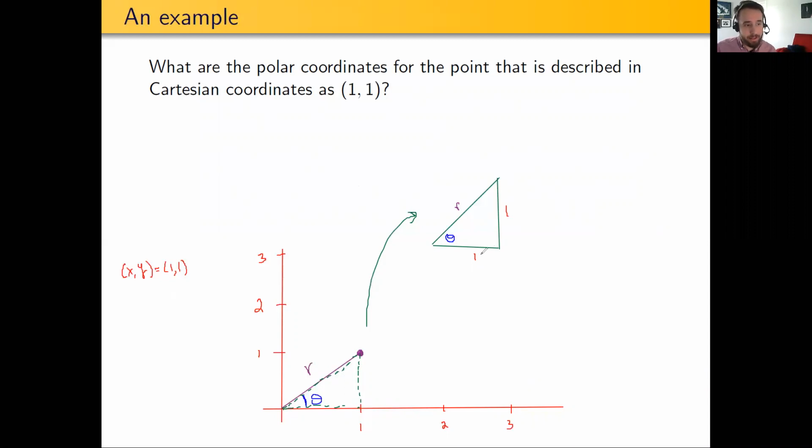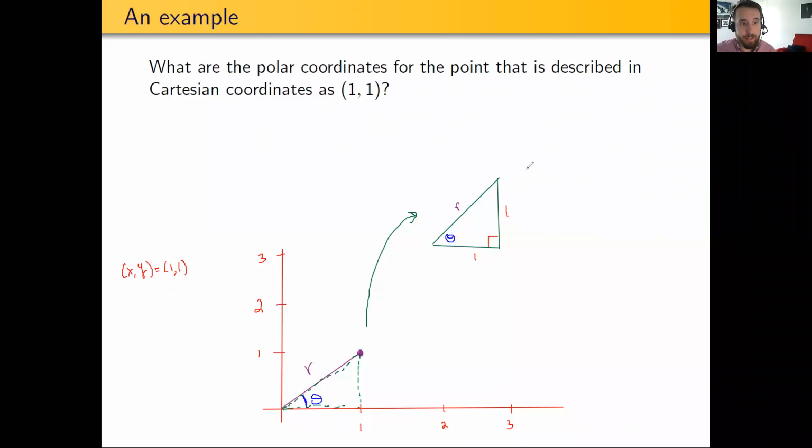I'll explicitly point out that the horizontal side of this triangle is our x value, and the vertical side length of our triangle is our y value. So we have a right triangle because the x and y axes are perpendicular to each other. This is a nice right triangle. We've got side length 1 on each of the two shorter sides. And so we can immediately calculate what r and theta are.